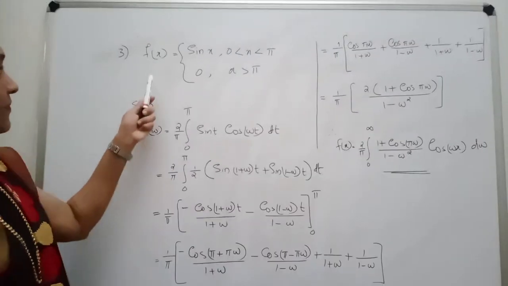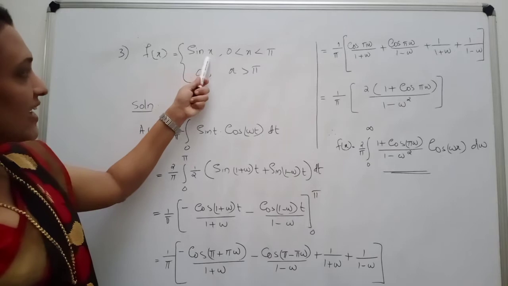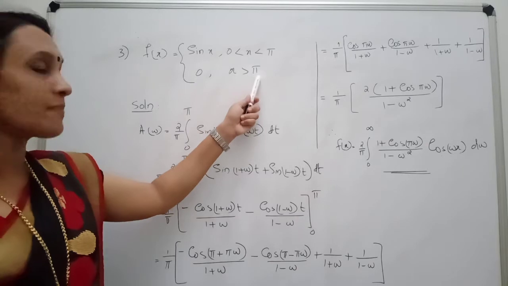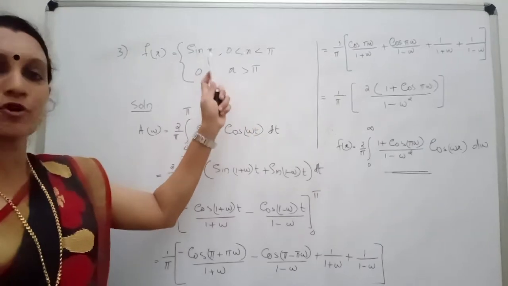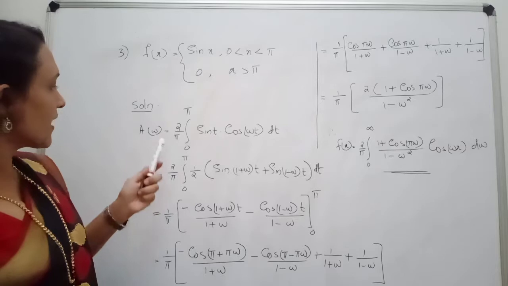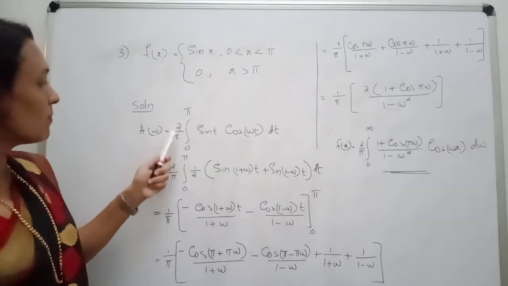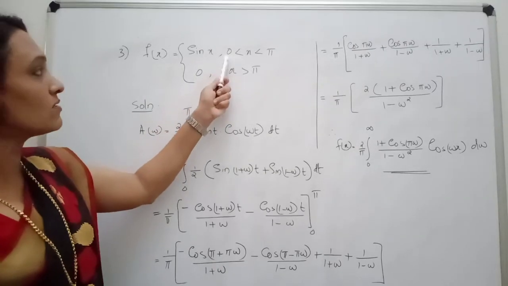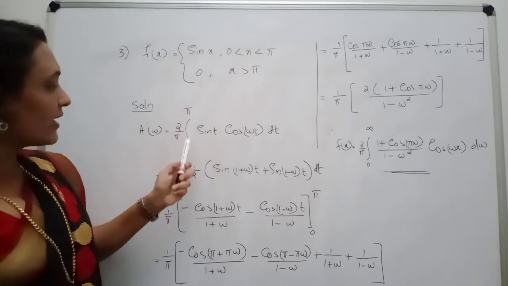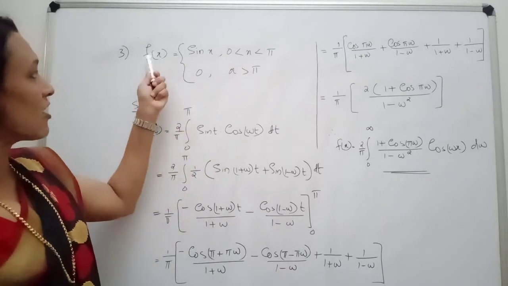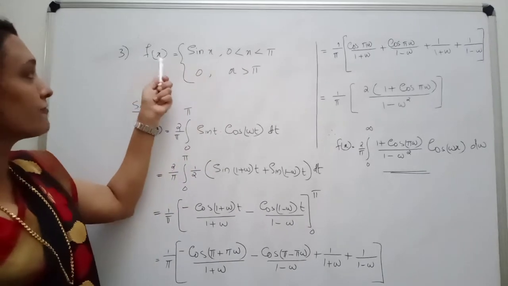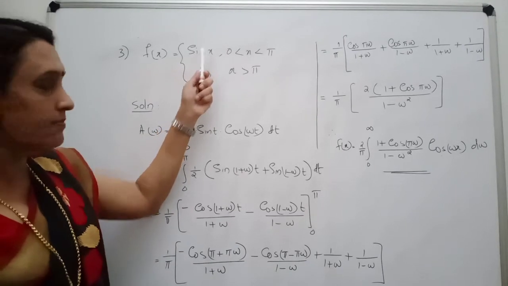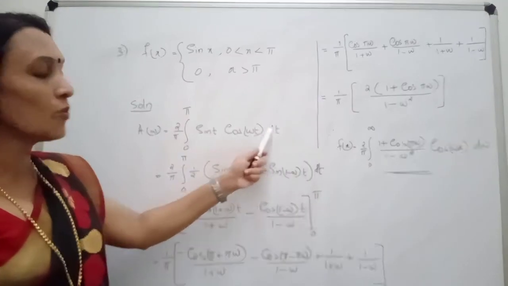Now the next question, f of x is equal to sin x for 0 less than x less than pi and 0 for x greater than pi. You are asked to find the Fourier cosine integral representation. Therefore, a omega is equal to 2 by pi integral 0 to infinity, isn't it? 0 to infinity we should split. How? 0 to pi, then pi to infinity. Into integral 0 to pi, what is the value of f of x? It is sin x. Therefore, f of t is sin t. Remember, we want to change the variable. So, sin t into cos omega t dt.